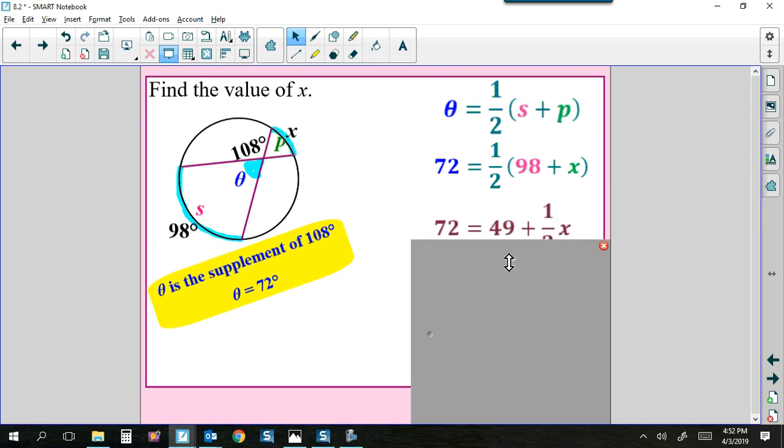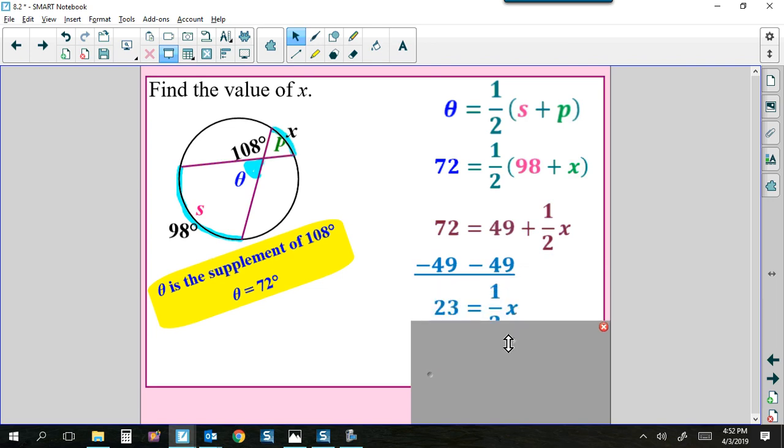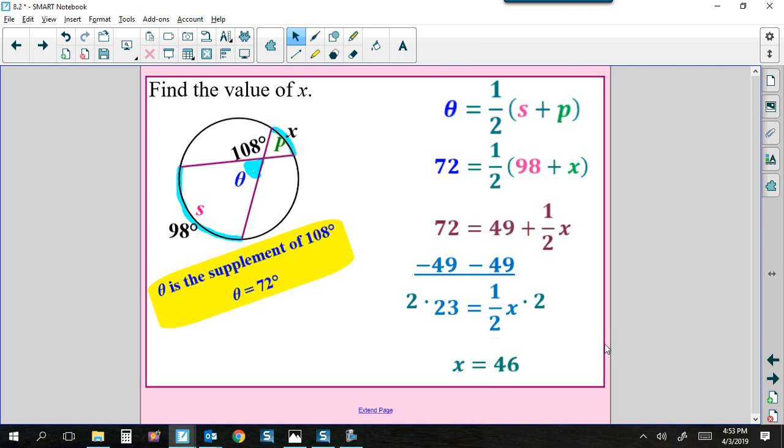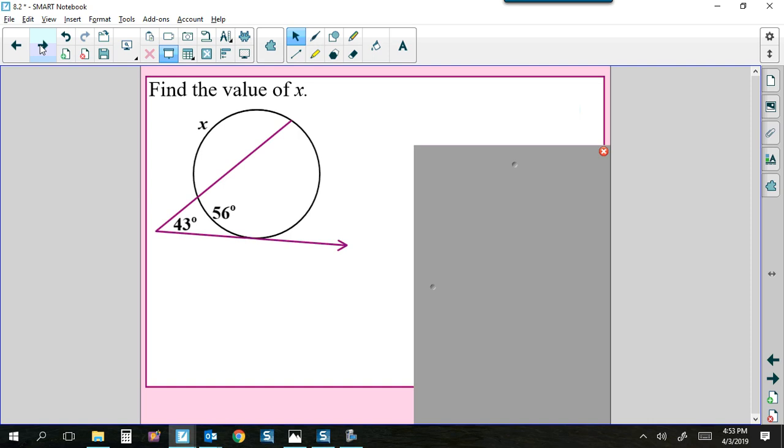So now I'm going to distribute the 1/2 in. Half of 98 is 49, and then we cannot solve half of x because we don't know what x is yet. Our next step is to subtract 49 from both sides of the equation, giving you an equation of half of x is equal to 23. Your next step is to multiply both sides by 2 to clear out that 1/2, or to divide fractions is to multiply by the reciprocal, and you end up getting that x is 46. Here is your next problem.